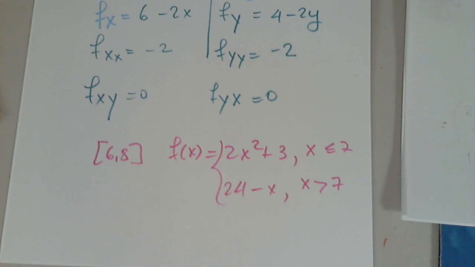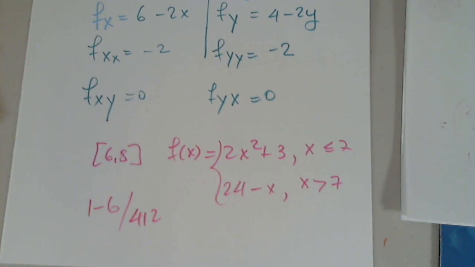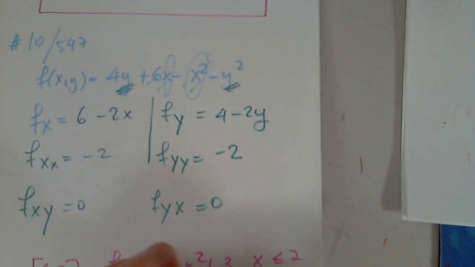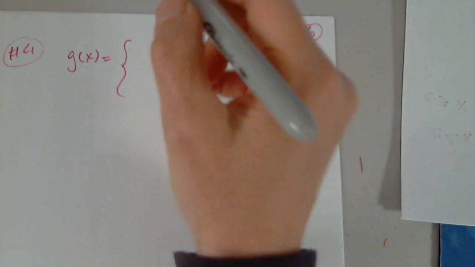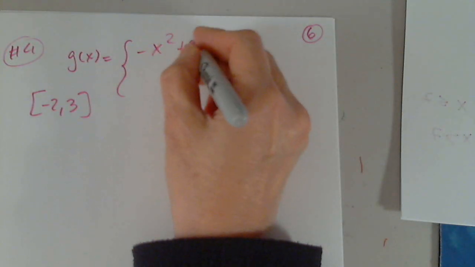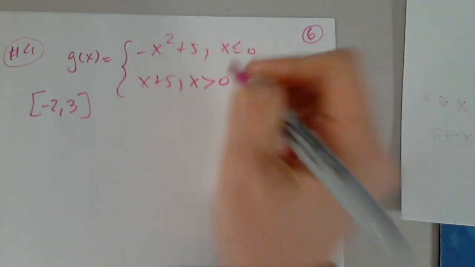You can choose if you'd like. I'll show you where they are, 1 through 6 on page 412. Okay, I will choose one. Let's say g of x is, I'm choosing 4, and the interval is given to us as negative 2, 3. And we have negative x squared plus 5 for x less than or equal to 0, and x plus 5 for x greater than 0.